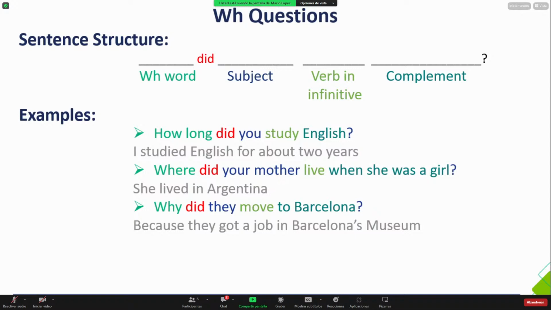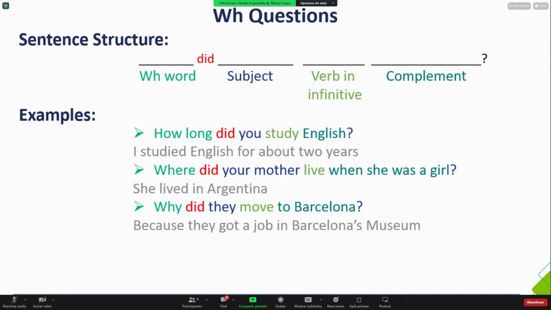And in the answer, we use again the verb in past if the answer is positive. Si la respuesta es positiva, volvemos otra vez a usar verbos en pasado. As in this case, como en este caso, I studied English for about 2 years. Next example.